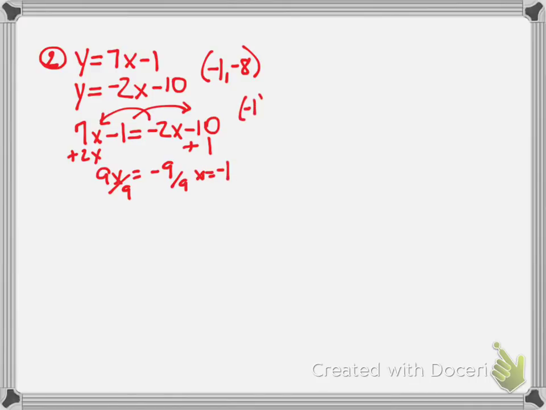We're going to substitute that negative 1 back in. 7 times negative 1 is negative 7. Negative 7 minus 1 is negative 8. So here's how we get that.